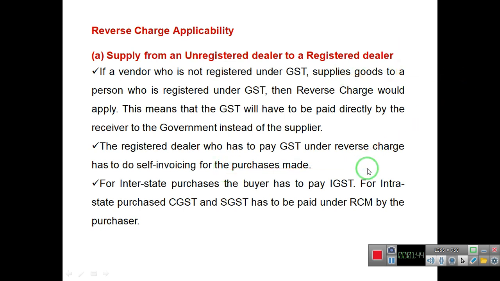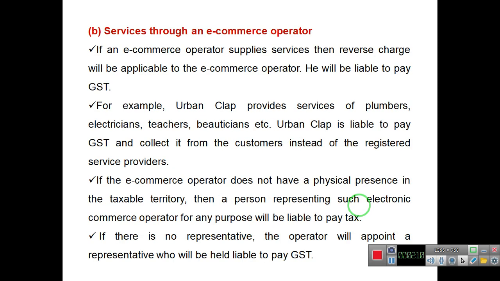The registered dealer who has to pay GST under reverse charge has to do self-invoicing for the purchase made. For interstate purchases, the buyer has to pay IGST. For intra-state purchases, CGST and SGST are to be paid under the reverse charge mechanism by the purchaser. So that is the first situation, where the supplier is an unregistered person.